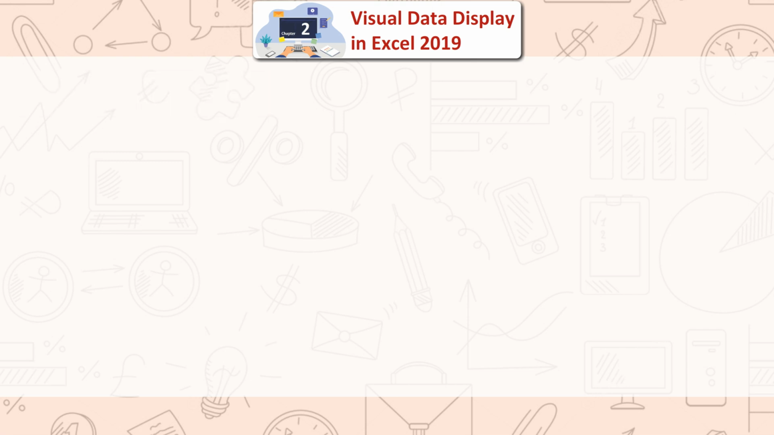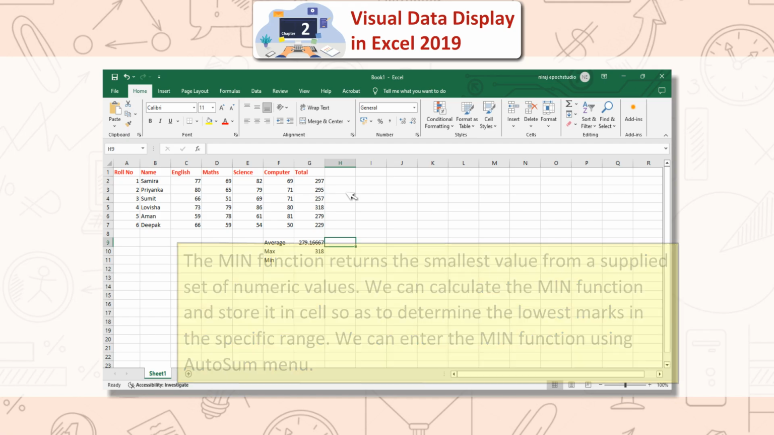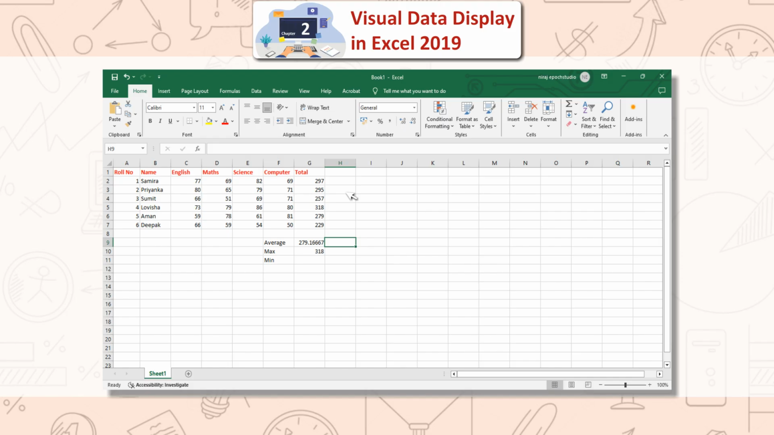Determining lowest marks. The minimum function returns the smallest value from a supplied set of numeric values. We can calculate the minimum function and store it in a cell so as to determine the lowest marks in the specific range. We can enter the minimum function using AutoSum menu. Follow the steps below to use minimum function.